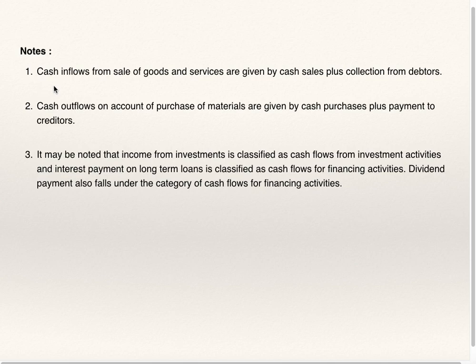Notes: cash inflow from sale of goods and services is given by cash sales plus collection from debtors. Cash outflow on account of purchase of materials is given by cash purchases plus payment to creditors. It may be noted that income from investment is classified as cash flow from investing activities, and interest payment on long-term loans is classified as cash flow from financing activities. Dividend payment also falls under the category of cash flow from financing activities.